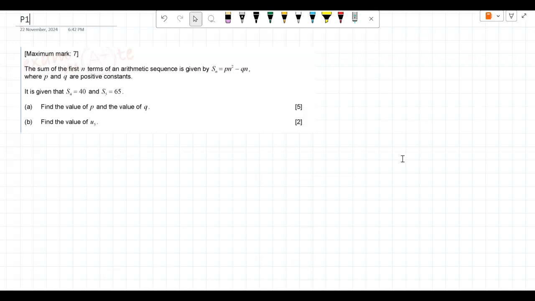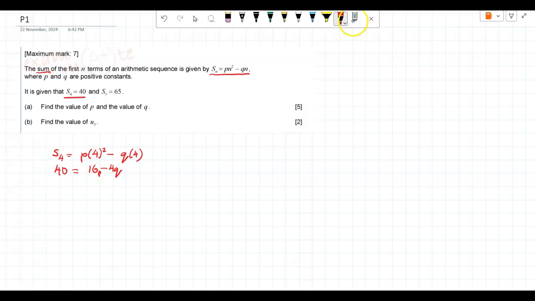So see, what you have in this is you've been given the formula for the sum. The sum of the first n terms is given by the formula Sn is equal to Pn square minus Qn, where P and Q are positive constants. Your S4 is 40. So when I put my n as 4, this will become P into 4 square minus Q into 4. So S4 is 40. 40 is equal to 16P minus 4Q.